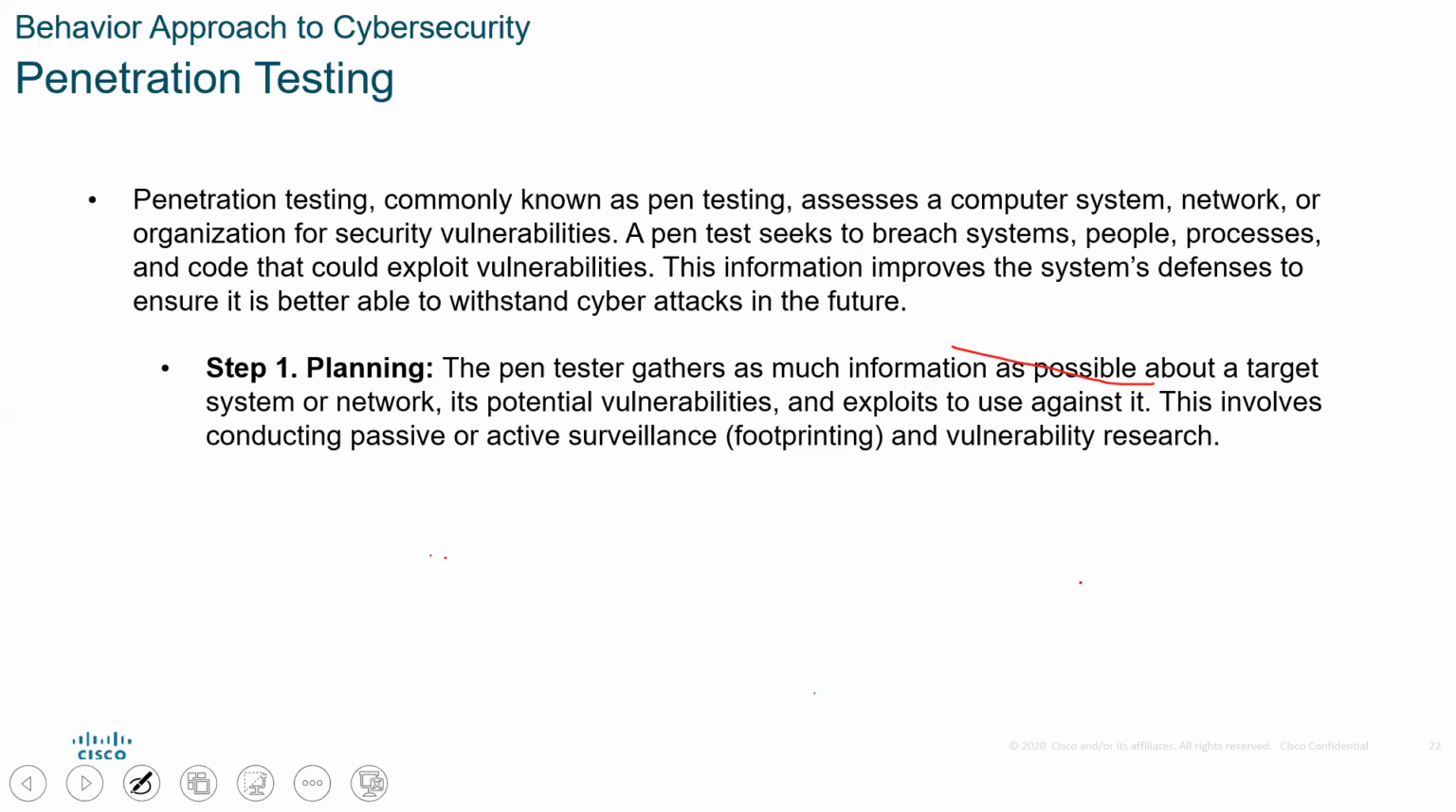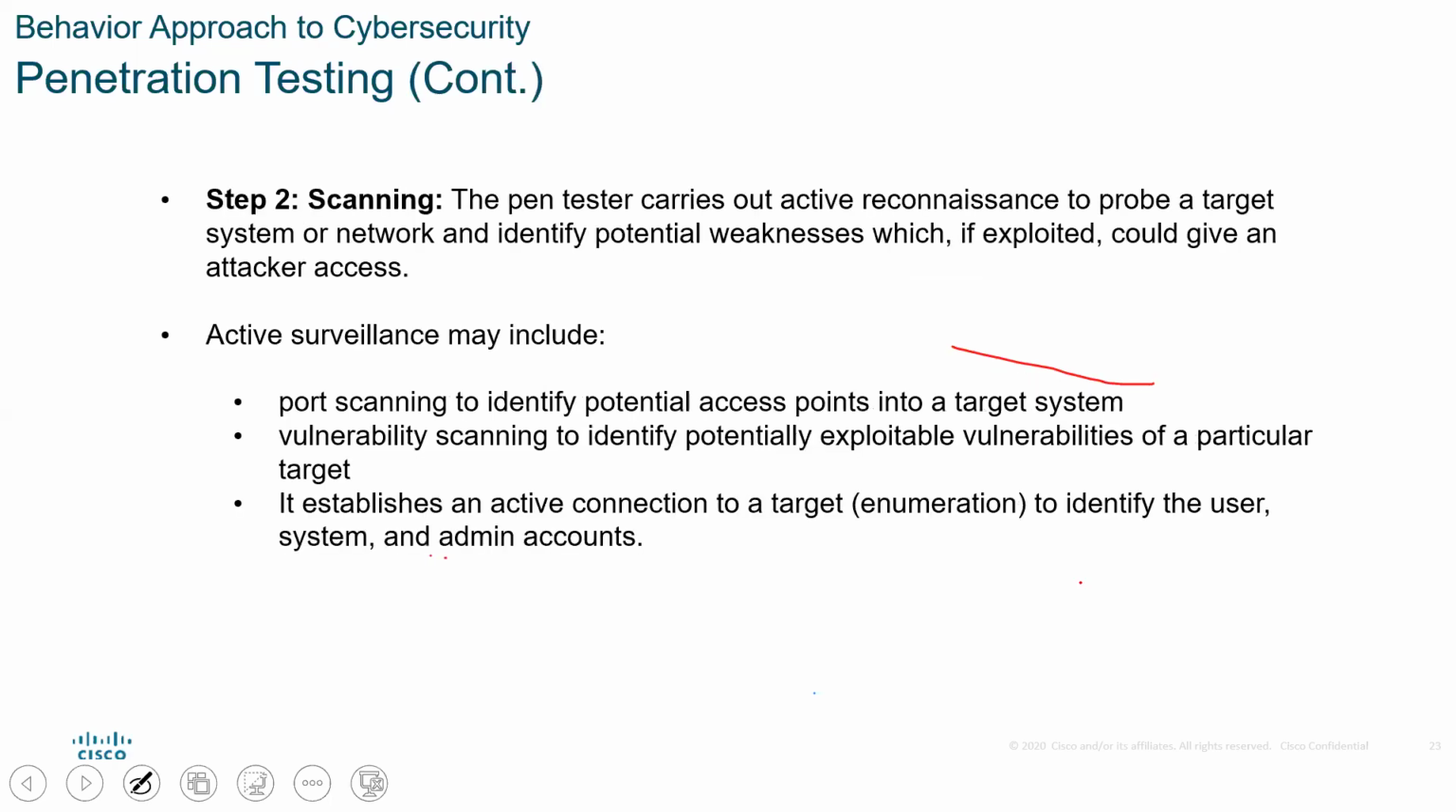You have a network. Sometimes you need to run a test on your network to see the vulnerabilities. And ways you can do that: one is by planning. A pen tester gathers as much information as possible about a target system or network, its potential vulnerabilities, and exploits to use against it. So this involves conducting passive or active surveillance and vulnerability research. The second thing is scanning.